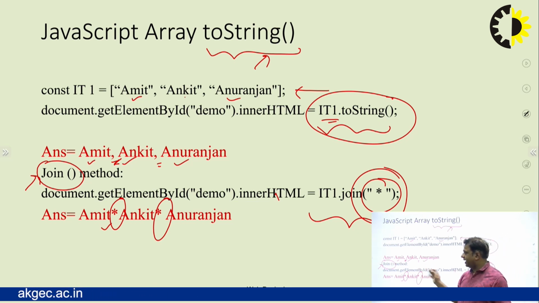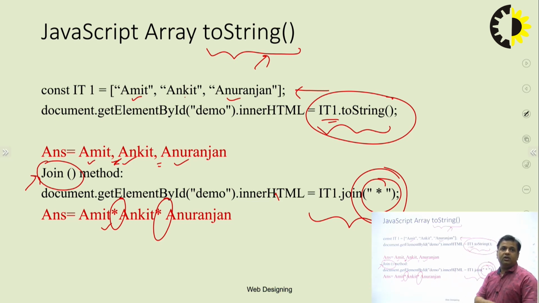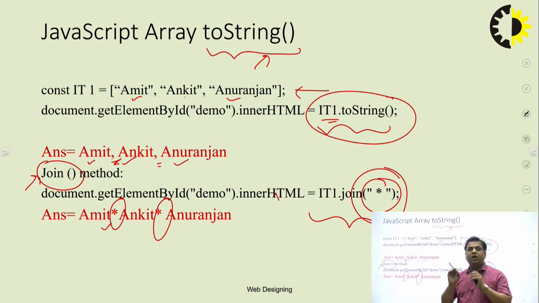Again we are accessing the complete array, so again we are using the same line of code, that is document.getElementById demo dot innerHTML. So what is demo? This is your paragraph, where you have mentioned the ID of that paragraph equals demo.